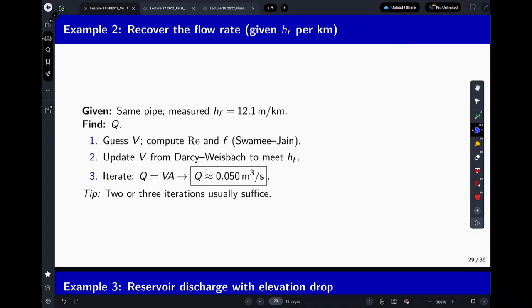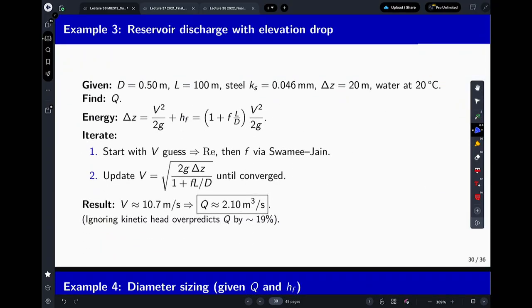And you can, again, if the tutorials have all been using the Moody diagram, all of those questions are valid for you to go back over and try on your own to confirm that you can solve them using Haaland or Swamee-Jain. And again, confirm which one you like better. Update V from Darcy-Weisbach to meet hf. Iterate, keep iterating. You'll get Q equals 0.05, and 2 to 3 iterations actually satisfy this.